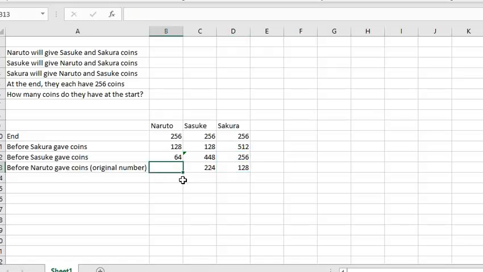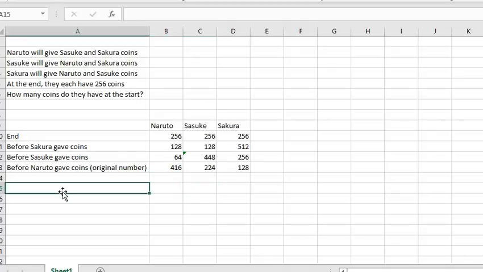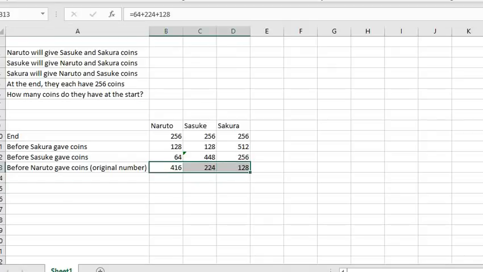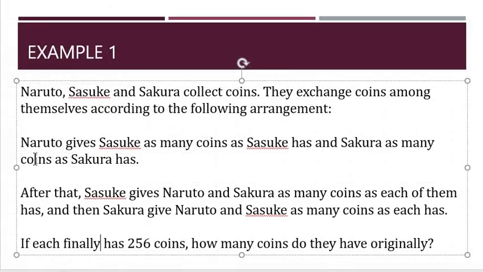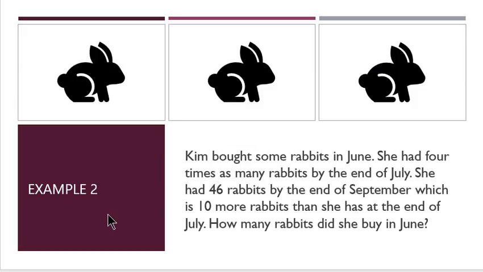And so, the number of coins Naruto originally has is 64 plus the 224 given to Sasuke and the 128 given to Sakura. So therefore, our conclusion is that they originally have 416, 224, and 128 coins, respectively. Let's proceed to our next problem.